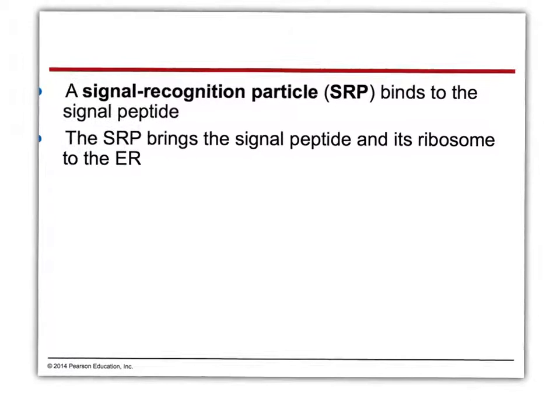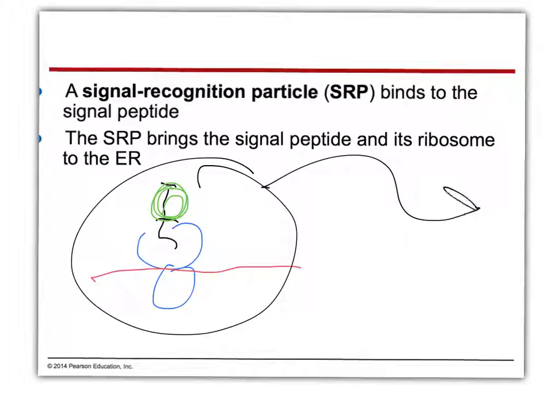How does that signal peptide work? Here's your ribosome, here's your mRNA, here's your growing polypeptide chain. This portion right there is your signal peptide. This particle, the signal recognition particle, SRP, binds to that signal peptide right here. And then that SRP is going to translocate this whole complex to the ER, and then the ribosome will bind the ER.